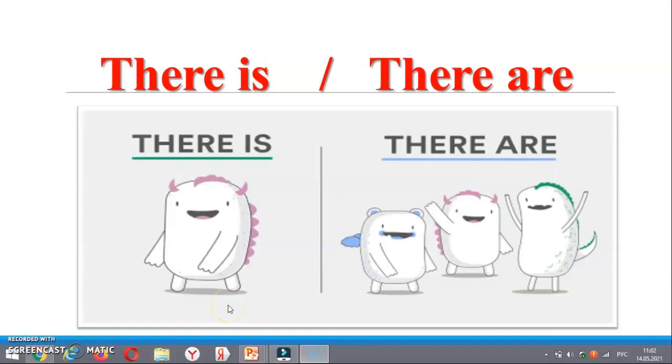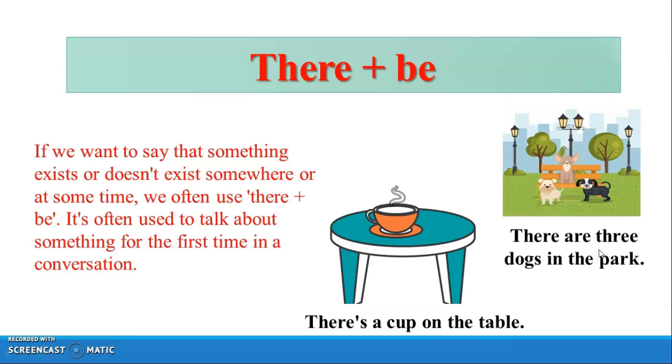The structure there is, there are. In singular, there is, and in plural, there are. The form of the structure there is, there are: there plus be. If you want to say that something exists or doesn't exist somewhere, or at some time, we often use there plus be. It's often used to talk about something for the first time in a conversation.